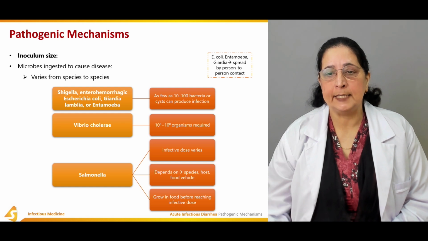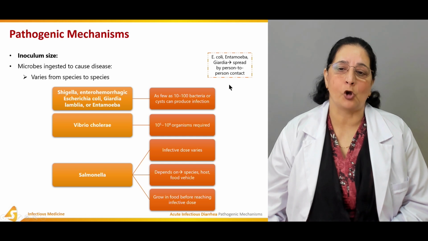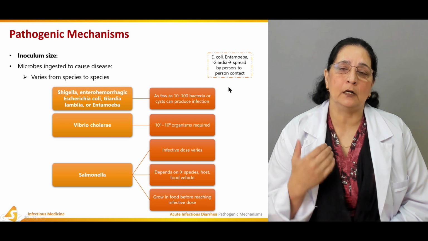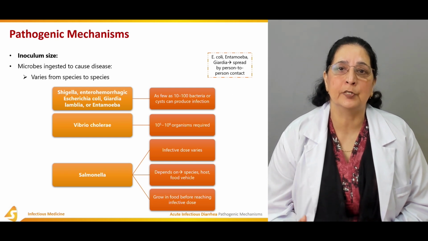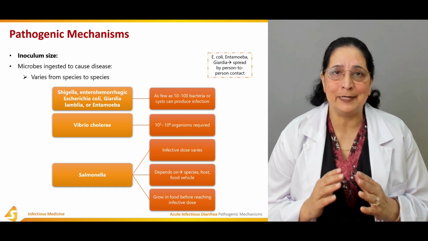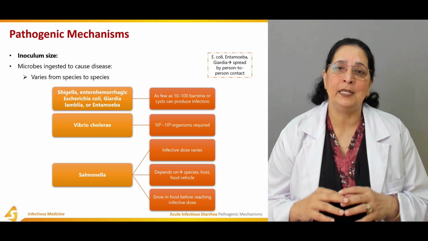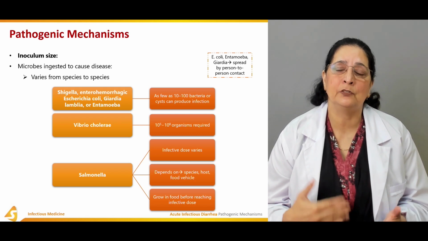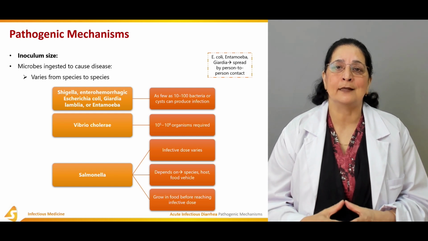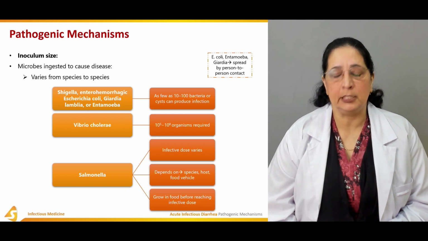E. coli, amoeba and Giardia spread by person-to-person contact. So these are all infections from person-to-person contact. A person who has infectious diarrhea needs to be isolated and should not touch any food, so it should not be transmitted from one person to another. So that's the mode of transmission of E. coli, amoeba and Giardia.